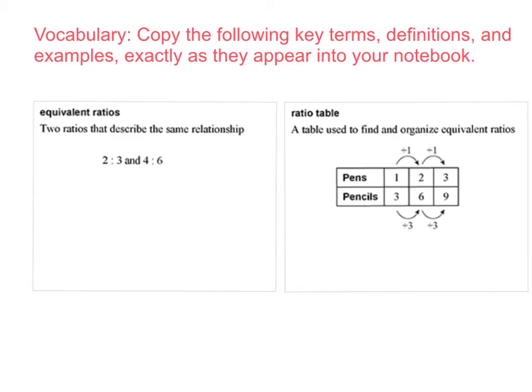Equivalent ratios are two ratios that describe the same relationship. Your example is 2 to 3 and 4 to 6. A ratio table is a table used to find and organize equivalent ratios.